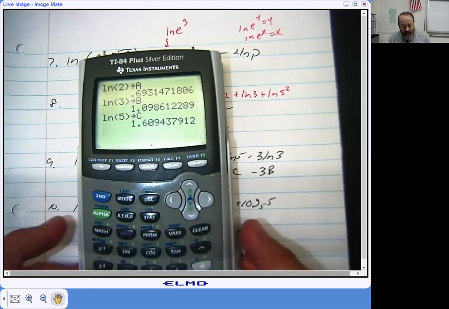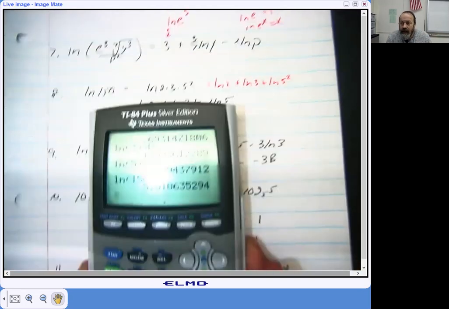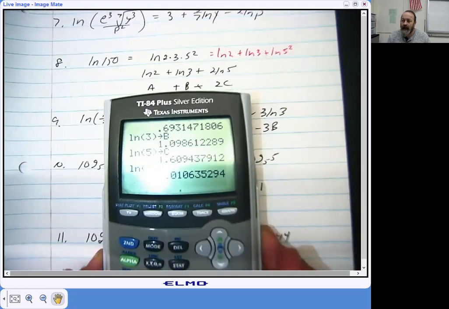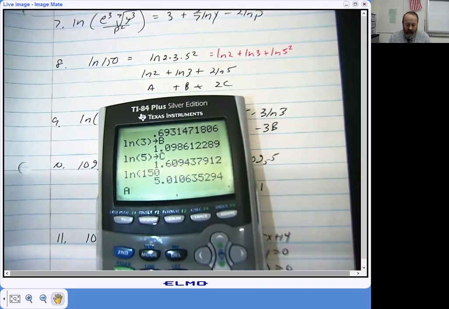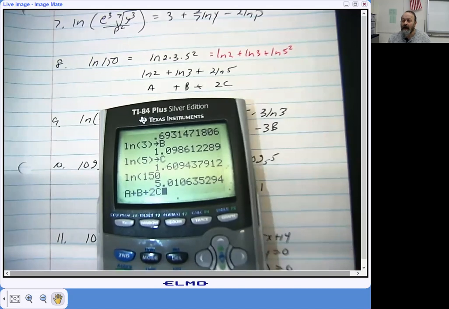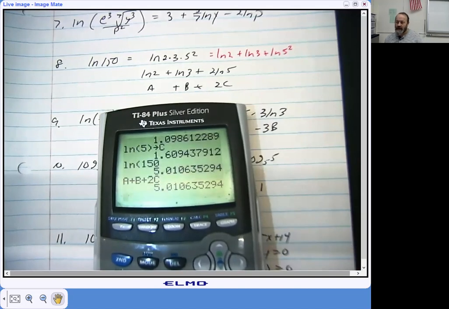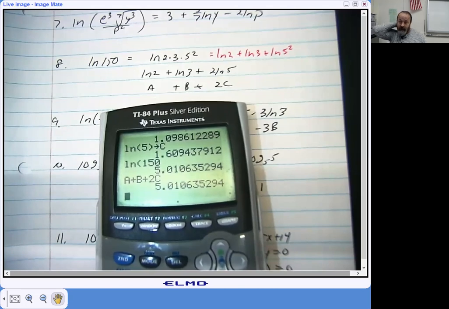So in that problem, I said the natural log of 150 is some strange number. That's what my calculator says. It says e raised to the 5.01 power is 150. Well, up here, I have claimed that my answer is A plus B plus 2C. So let's see, A plus B plus 2C. Hopefully I get 5.0106. It tells me that I did that problem right. My A, B, and C lined up.